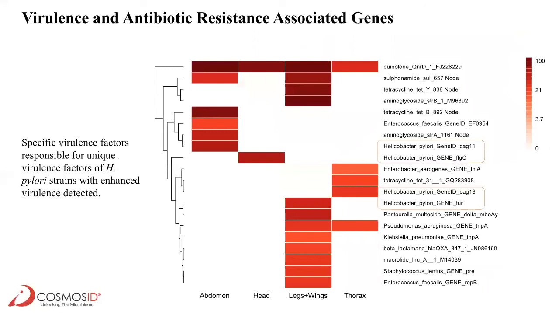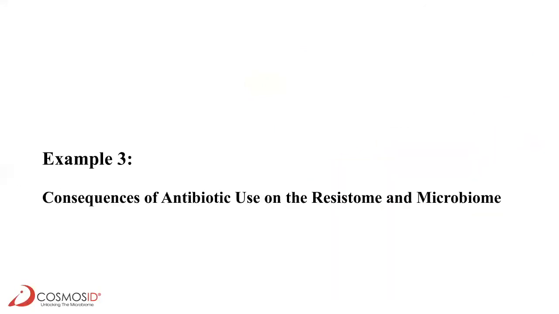For example, here you can see that we find cag virulence genes and also flagella and far virulence genes, which are all associated with enhanced virulence of this Helicobacter pylori and help to differentiate commensals from the pathogenic organism. The last but not the least is the consequence of antibiotic use on resistance and the microbiome.